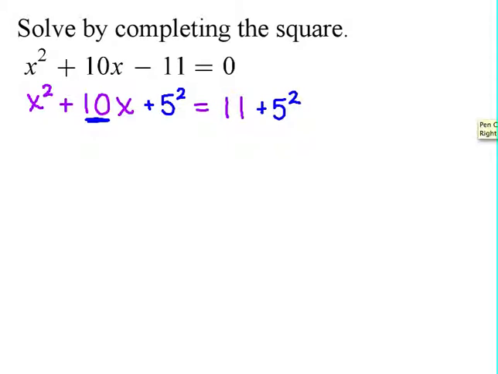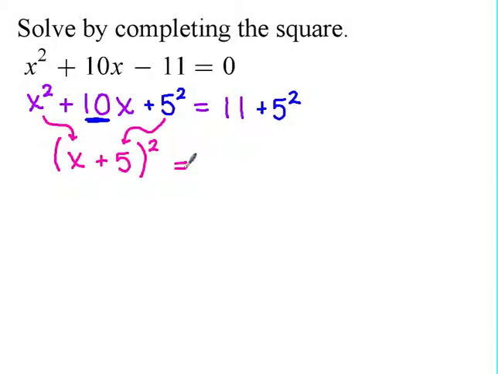Step 3 was rewrite the side involving x. So this is what I'm going to do. I'm actually going to do reverse factoring. And this is how I'm going to reverse factor. I'm going to take the first term that's squared here, and the second term that's squared here, and I'm going to square that entire quantity. Now if I were to FOIL that out, I will get this x squared plus 10x plus 25.